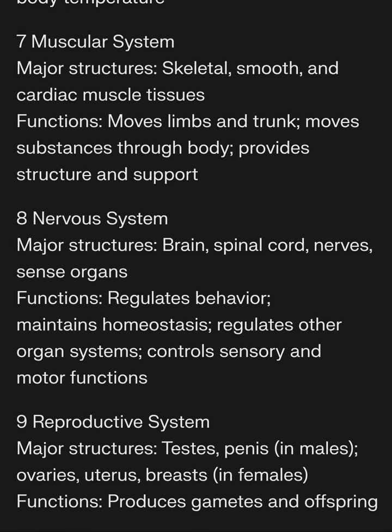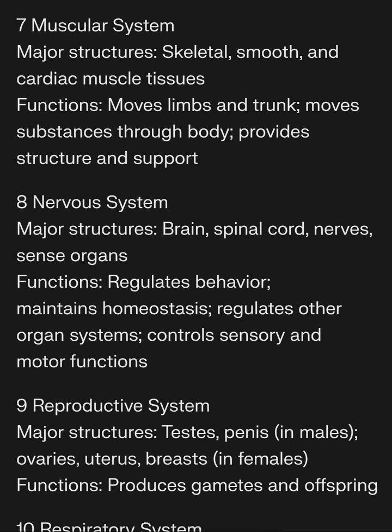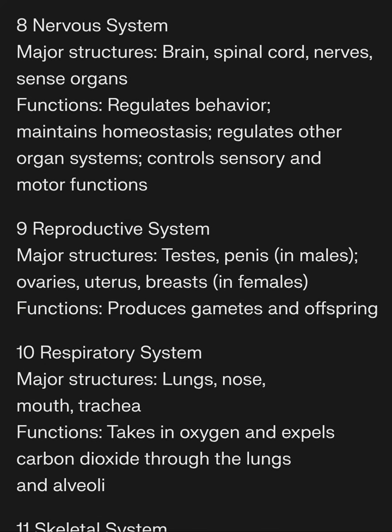7. Muscular system. Major structures: skeletal, smooth, and cardiac muscle tissues. Functions: moves limbs and trunk, moves substances through body, provides structure and support. 8. Nervous system. Major structures: brain, spinal cord, nerves, sense organs. Functions: regulates behavior, maintains homeostasis, regulates other organ systems, controls sensory and motor functions.